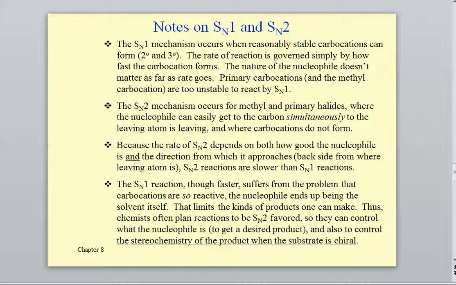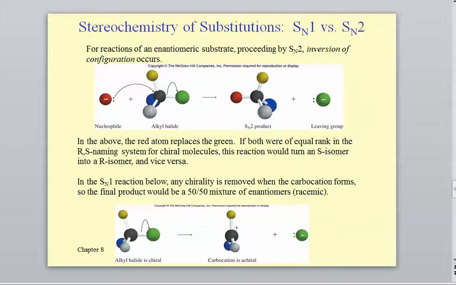And as it says there at the very bottom that's underlined, a big difference between these two mechanisms has to do with the stereochemistry of products if you start with an alkyl halide that is chiral. And that is what I meant in a previous video when I talked about these two mechanisms sometimes leading to different products. It really leads to differences in the stereochemistry of those products.